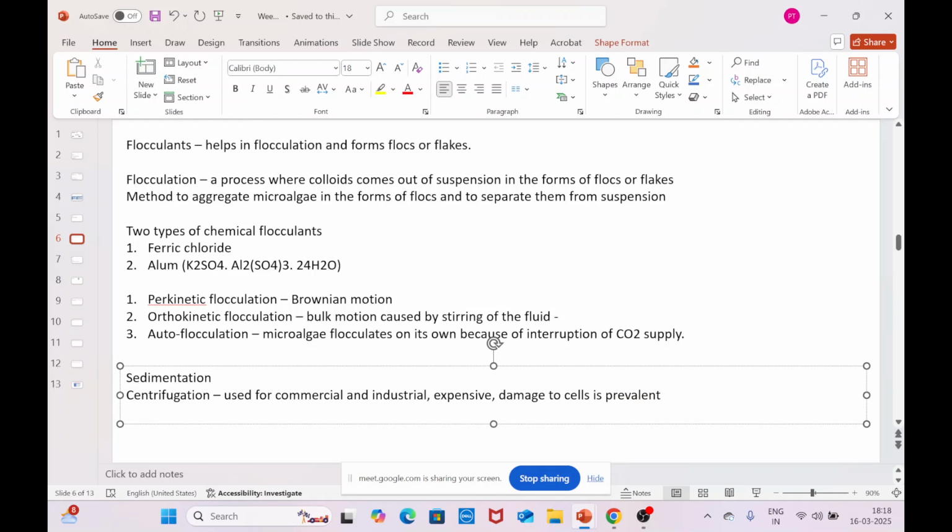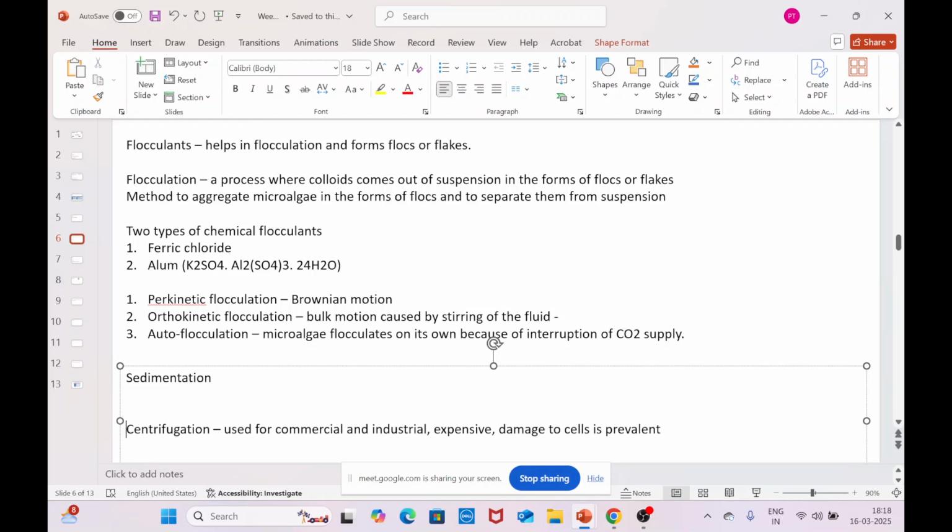Once you do this harvesting, this is the initial stage of microalgae harvesting. After this harvesting, you need to concentrate the microalgae. Sedimentation and centrifugation are themselves processes. So you have something called flotation in the initial stage.